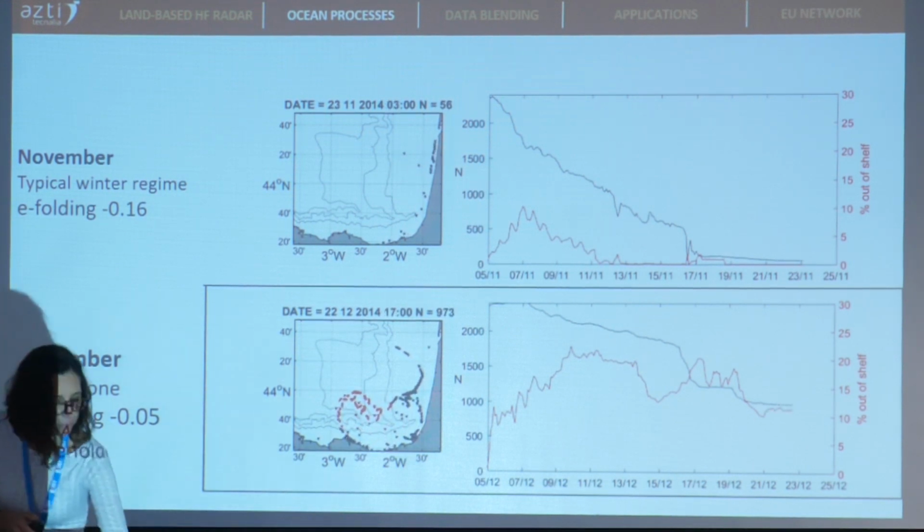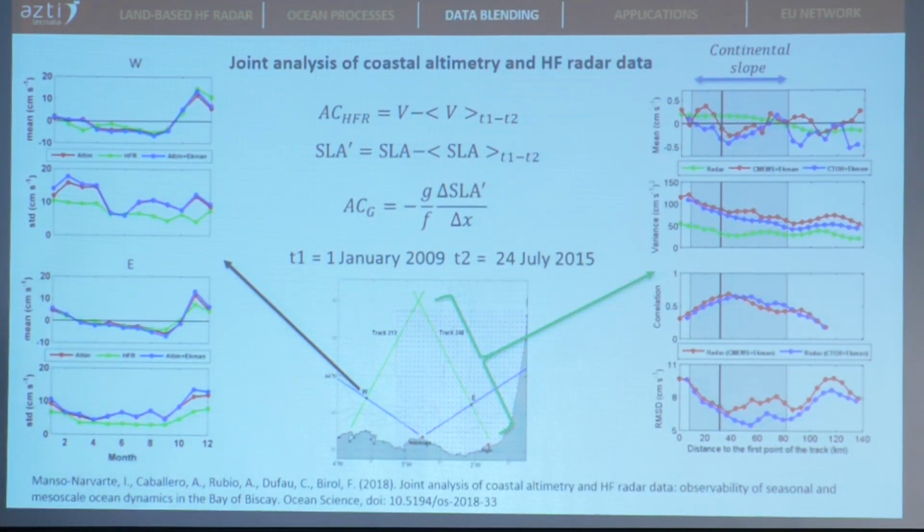And so then what we are trying to do now, well, I call that data blending, and it's not really true data blending yet, because we are just starting to see how well radar data compare with other data in the area. So this is a study that we've performed in collaboration with people from CLS, trying to compare along-track SLA data with data from the radar.